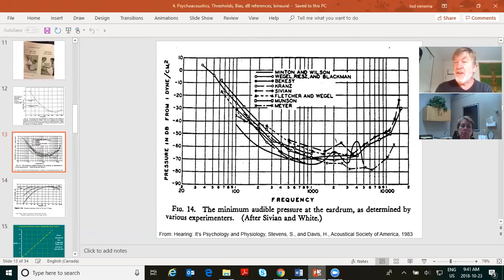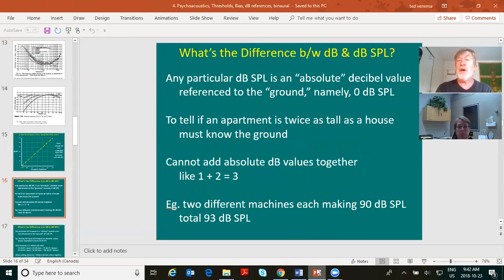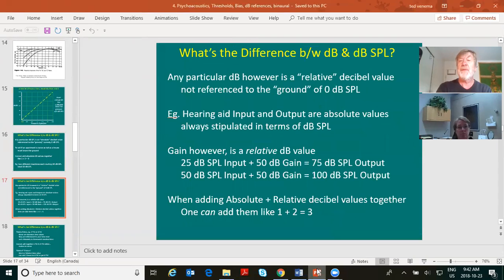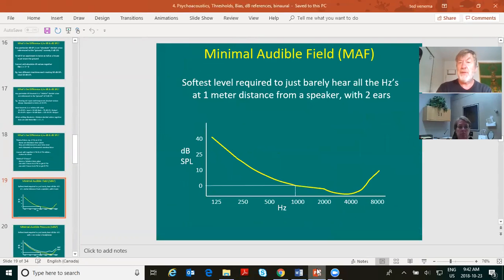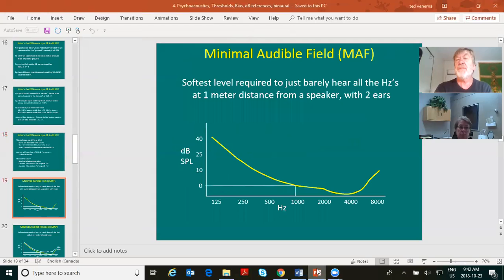That various investigators all looked at the same thing and they all found similar trends. And those trends were, okay, we talked about this from Unit 2, but if you play that same game across all the other frequencies, you're going to end up with a minimal audible field. Oh, by the way, the slides that I just jumped over are simply dB versus dB SPL, and you know that from Unit 2. We've covered that already, so bypassing it.